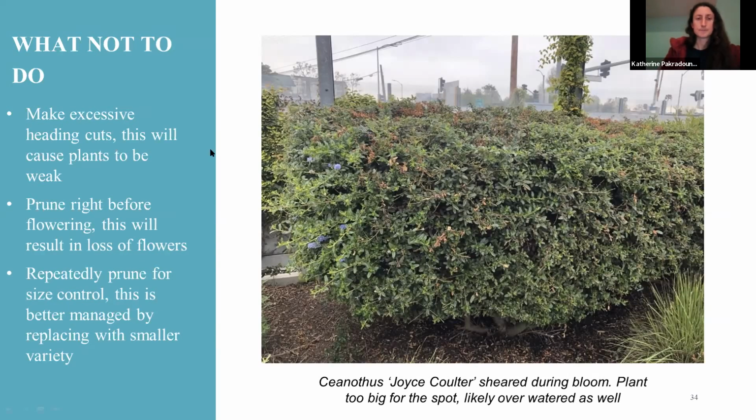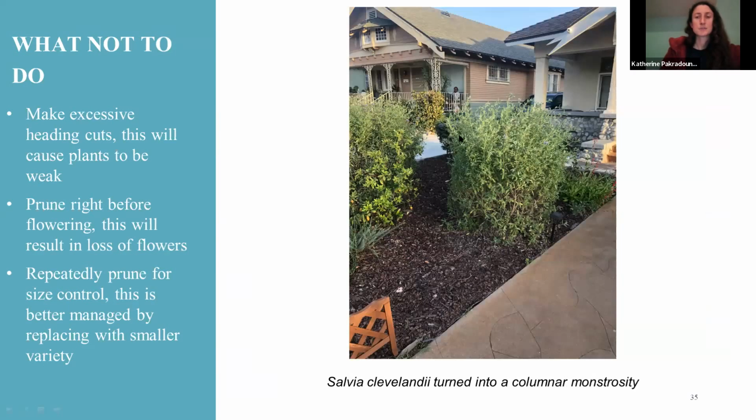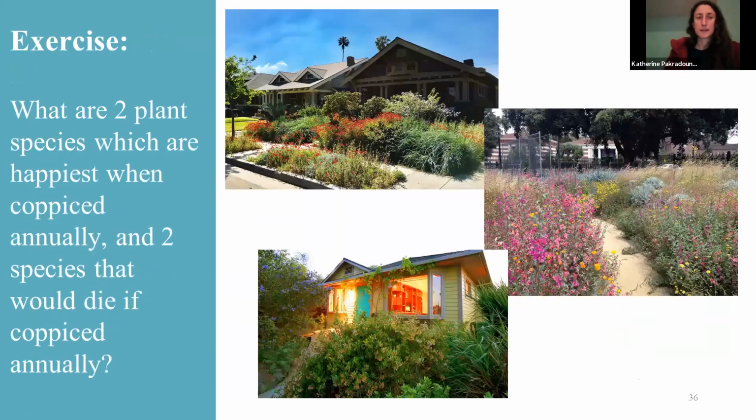All right. Don't do this. Don't make a weird cylinder out of a sage. That's another potential example of a plant that was planted too close to the pathway, but it was still pruned in a very weird way.